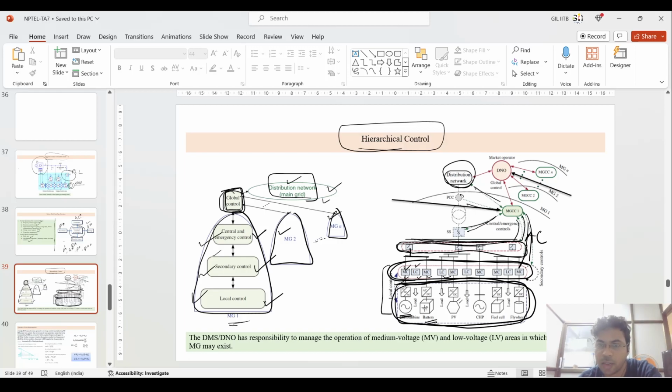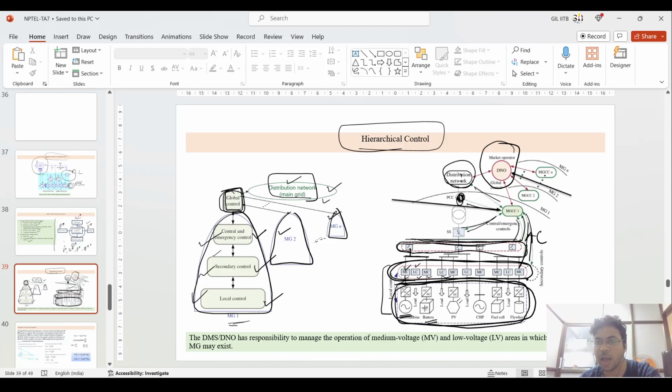The green lines are connected to the point of common coupling, and this is the main connection to the distribution network, giving the output of this emergency controller. You have one central controller, and it is also connected to the distribution network operator, the DNO, which takes the responsibility of managing the operation of the medium voltage and low voltage areas, where this microgrid generation happens.